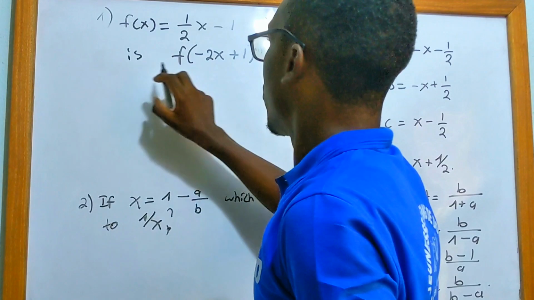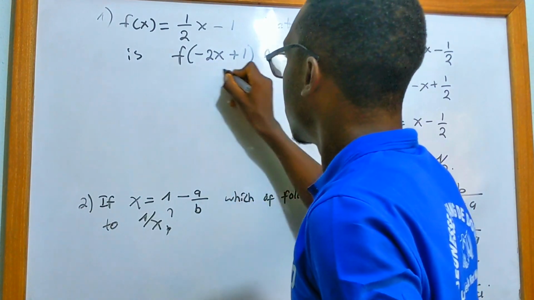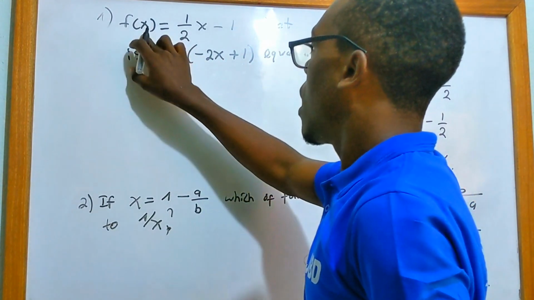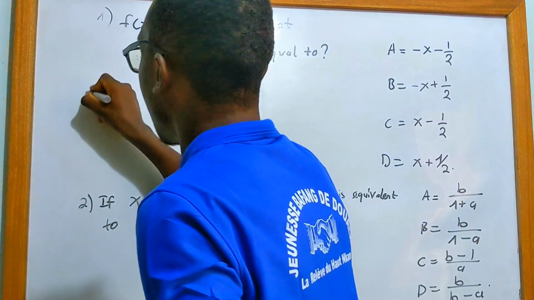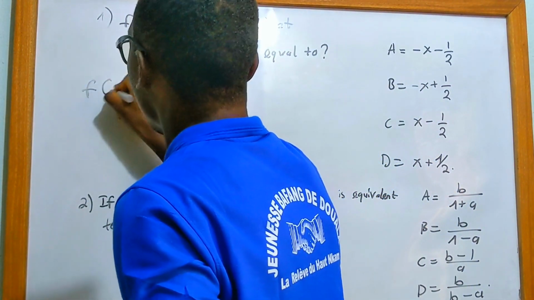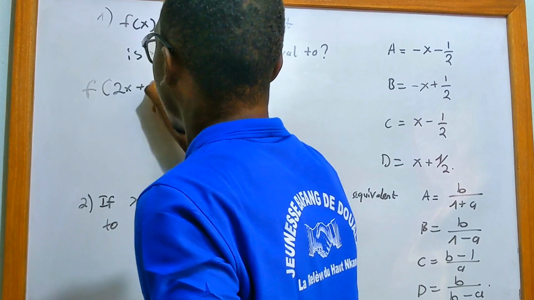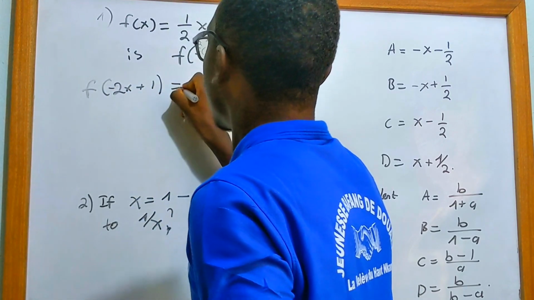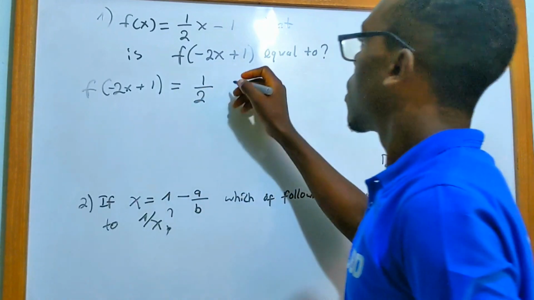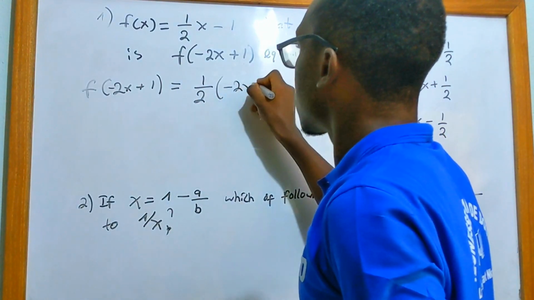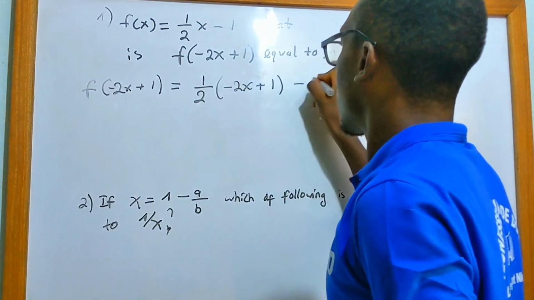What you do is that we have f of this, meaning this one, we're going to substitute it as x. Okay? Hence, if you substitute that x, you will have f of 2x plus 1 is equal to 1 all over, and then where we see x, we substitute this one. That will be minus 2x plus 1 minus 1.